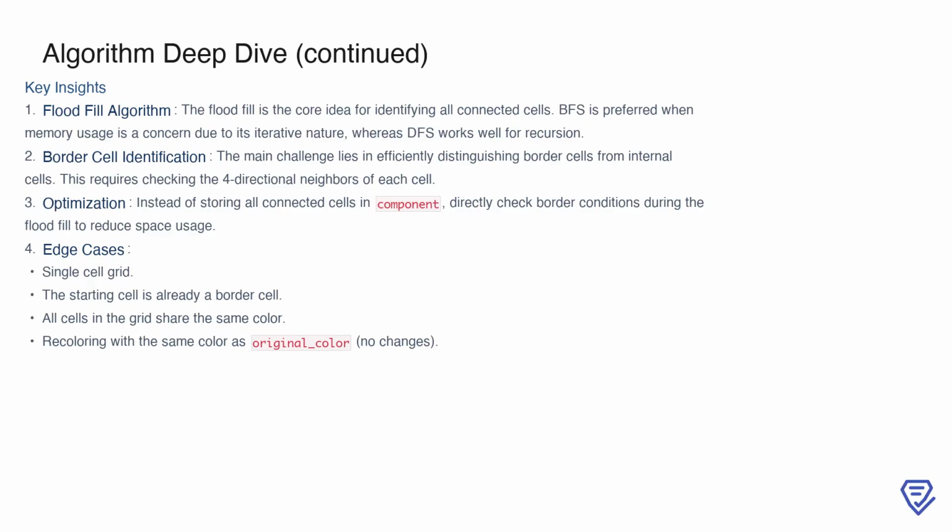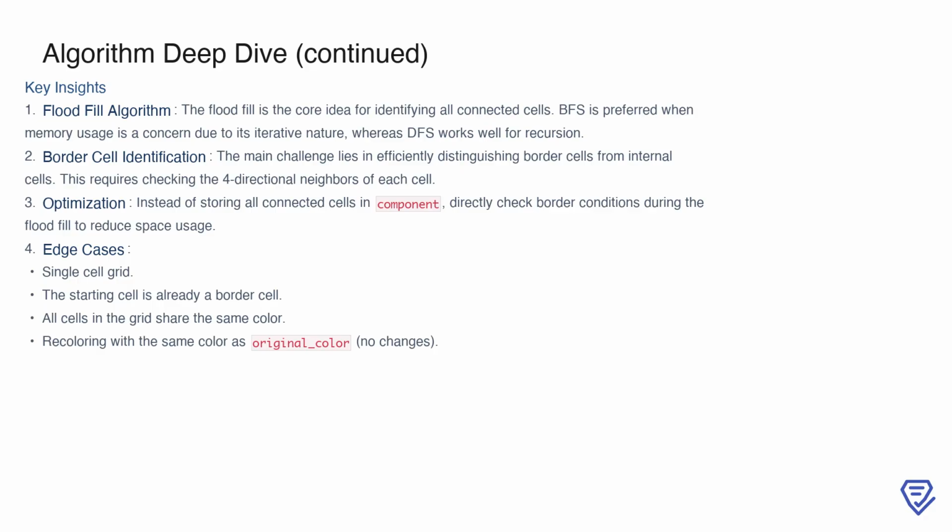There are a few key insights to keep in mind for this algorithm. First, the flood fill algorithm is fundamental to identifying all connected cells. While both BFS and DFS can achieve this, BFS is often preferred for its iterative nature, especially when recursion depth is a concern. Second, the real challenge lies in identifying border cells efficiently, which requires checking the neighbors of each cell during traversal. To optimize this process, instead of storing all connected cells in a component list and processing them separately, we can directly check for border conditions during the flood fill itself, reducing space usage.